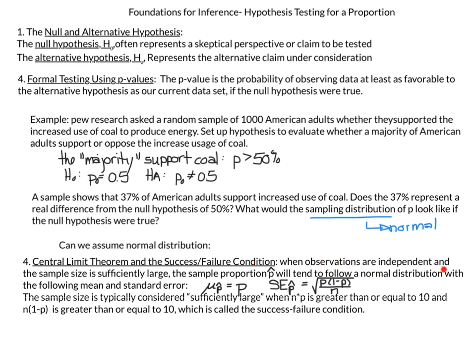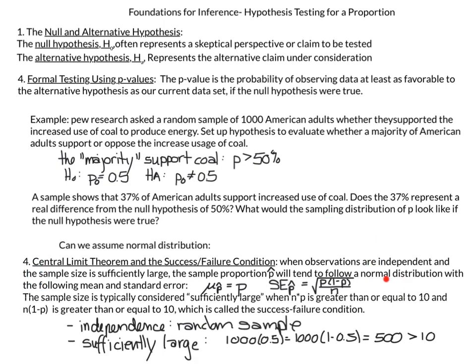When observations are independent, that's the first thing we need to verify. And 2, the sample size is sufficiently large, then the sample proportion p hat will tend to follow a normal distribution. So this is what guarantees us a normal distribution if these 2 conditions are met. So first, normally we say things are independent if we have a simple random sample. And then to figure out if the sample size is sufficiently large, we look at n times p, it needs to be greater than or equal to 10, and also n times 1 minus p also has to be greater than or equal to 10. And this is called the success failure condition.